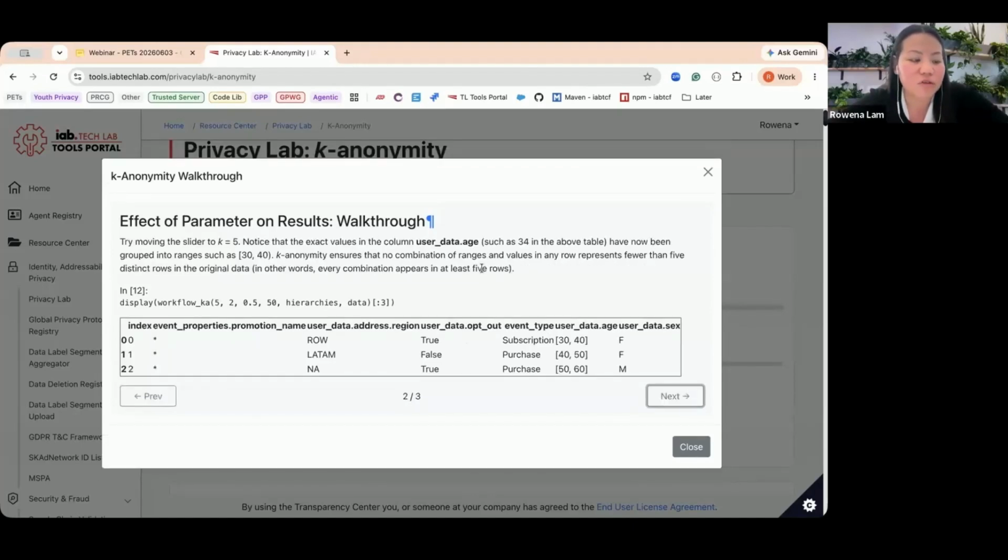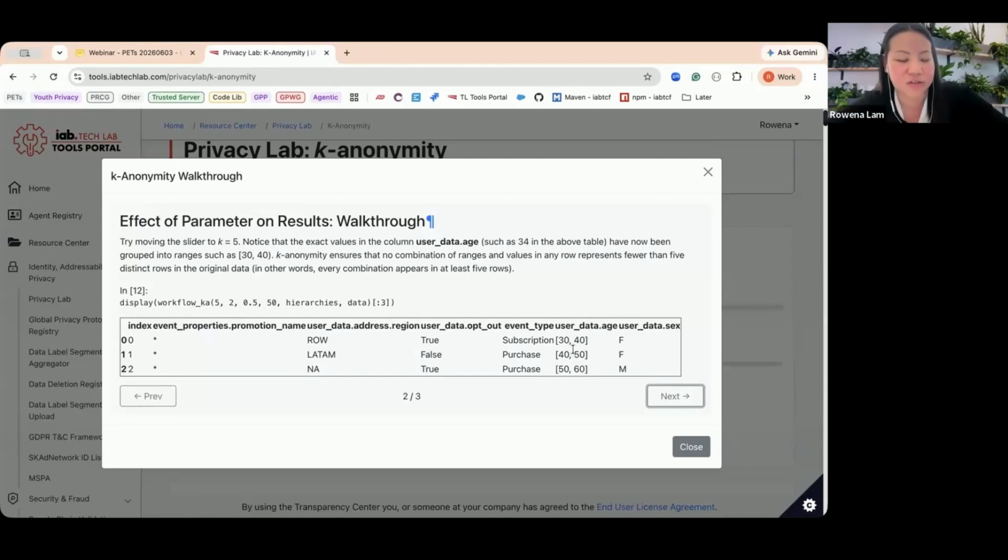And so if we move K, and you can actually do this in the privacy lab if you wanted to. I'm showing you the walkthrough, but that slider works. And if we move the K slider to 5, now what you'll see is the age range, for example. So the exact values are gone. K anonymity guarantees that for any combination of values in the remaining columns, at least 5 rows will share that exact combination.